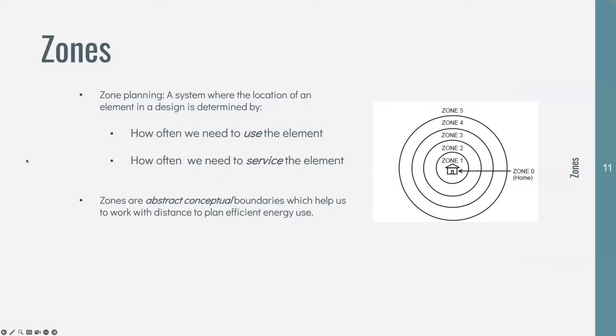Okay, so I can't do permaculture justice without talking about zones and sectors. So zone planning is a system where the location of an element is determined by how often we use it and how often we service that element. And so what this means practically is, well, first of all, I'll just say that these zones are often pictured like you see here in circular fashion, but in our landscapes, they're definitely not that way.